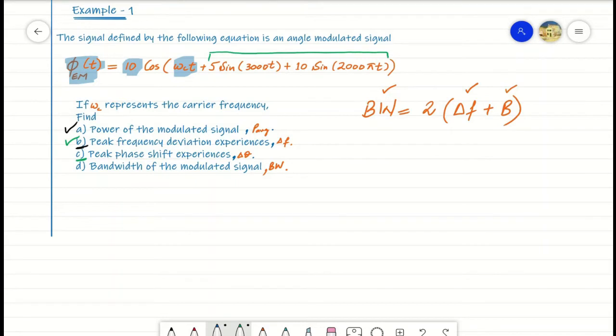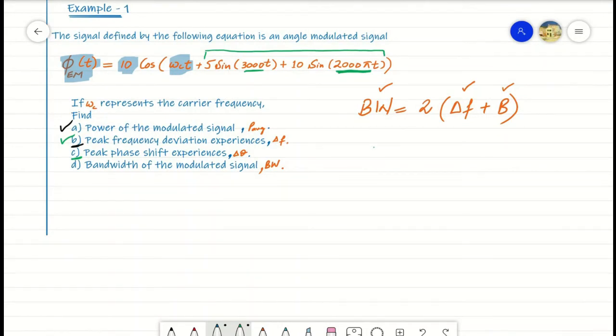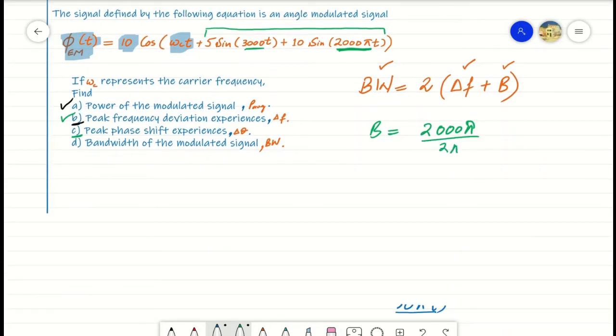For example, in this case, there are two sinusoids being added. The frequency of one sinusoid is 3000 radians per second, while the frequency of the second sinusoid is 2000 pi. So by comparing the frequency of these two parts, we can write the bandwidth of the information signal as equal to 2000 pi radians per second, and if we divide it by 2 pi, we obtain the bandwidth of this information signal as equal to 1000 Hz.